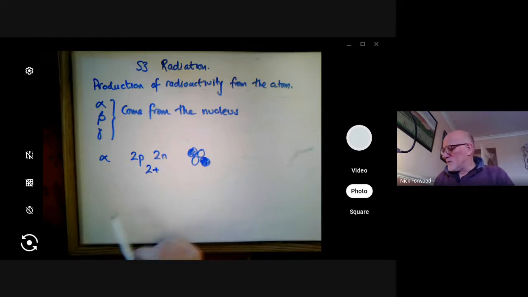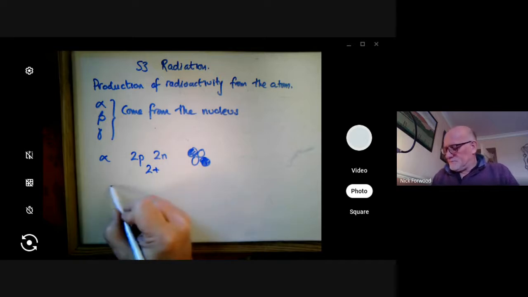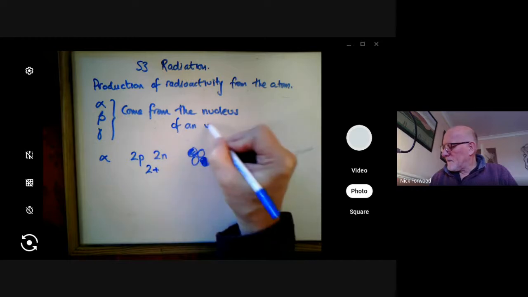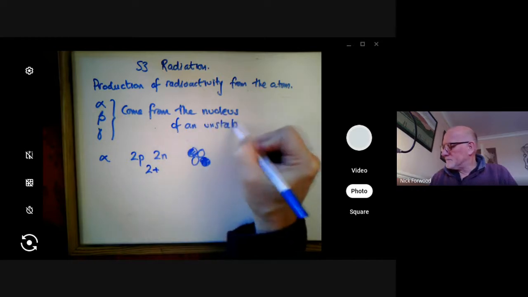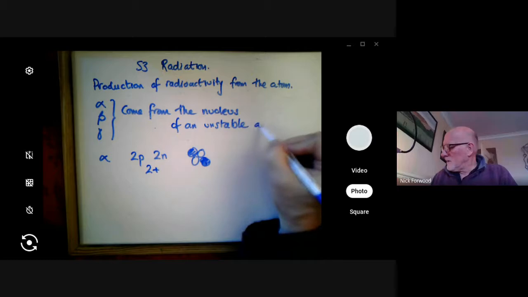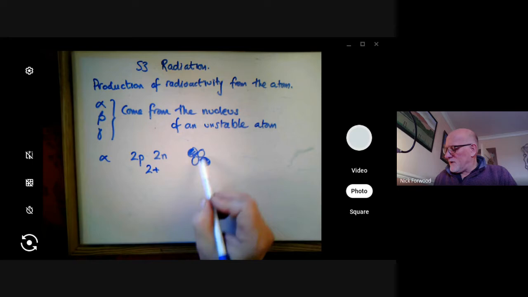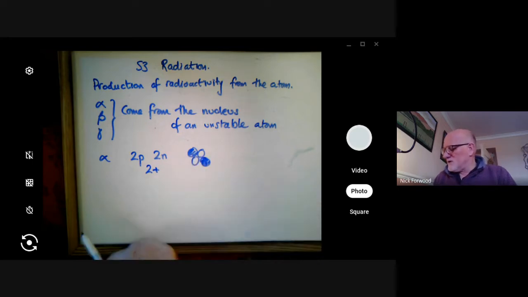Now, where does an alpha particle come from? Well, it comes from a nucleus. A nucleus is made up of protons and neutrons, and the nucleus in some atoms is unstable. So the nucleus is unstable, and the nucleus wants to get rid of some stuff, and it can do that by putting out some particles or putting out some energy. This is called emission or ejection.